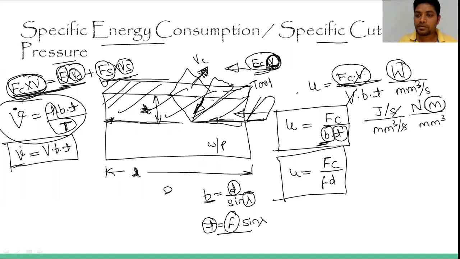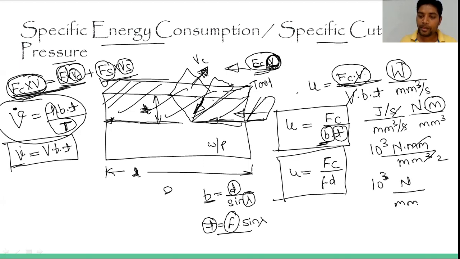Now when you convert this meter into mm, this will be 10 raised to power 3 into newton into mm upon mm cube. So this will be cancelled out, this will become mm square, so this is 10 raised to 3 into newton per mm square. Now this newton per mm square is basically the megapascal.